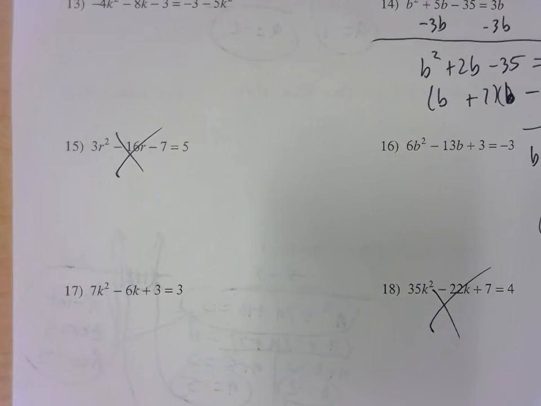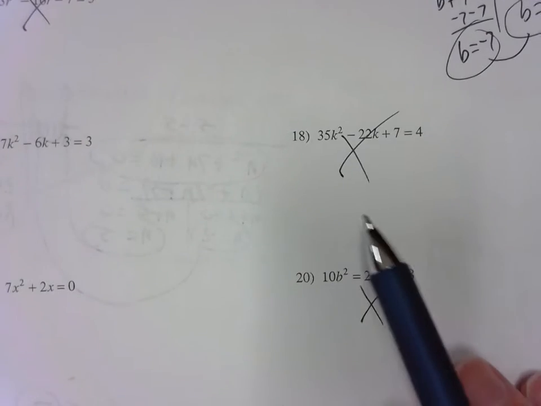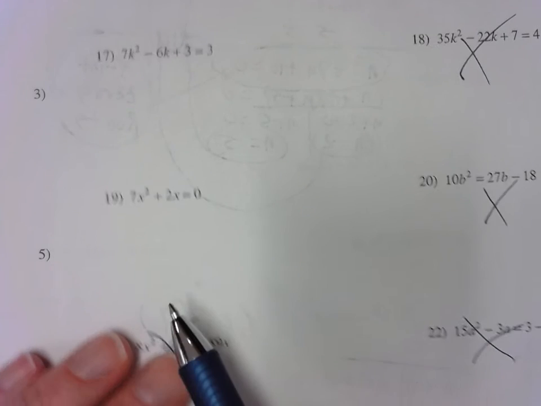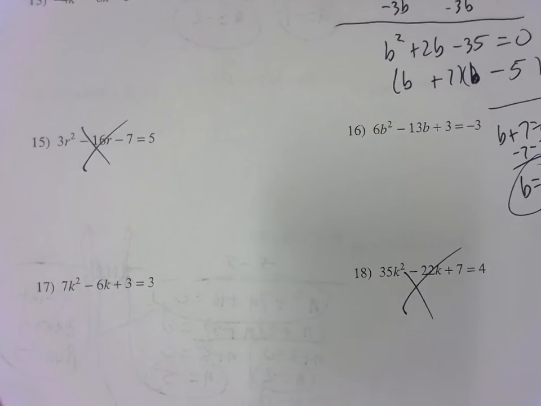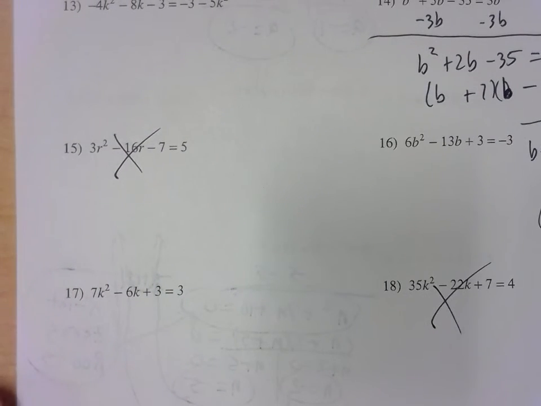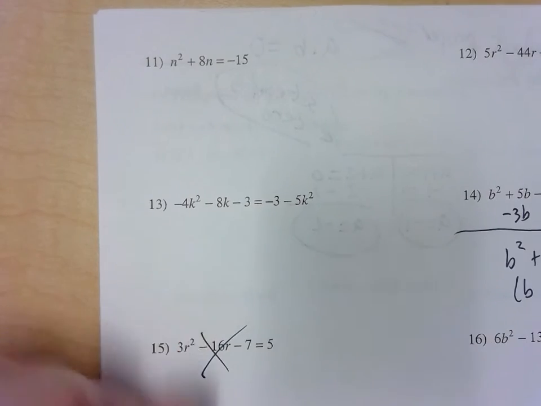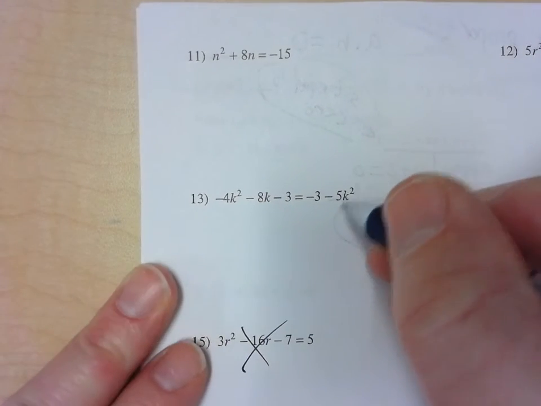Okay, I looked this over. We're going to eliminate number 15, number 18, number 20, and 21 and 22. But I'd like to go over one more with you. Let's look at this one here. This one looks horrendous. So we're going to get everything to one side.